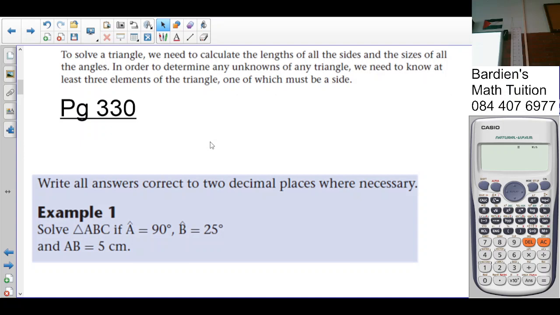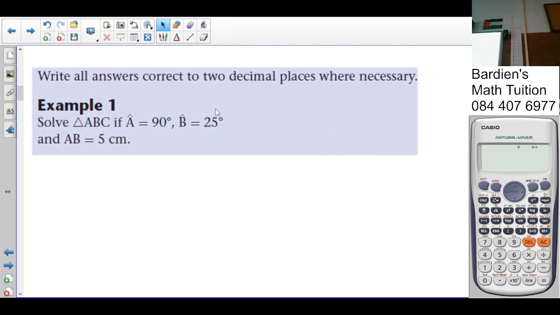To solve triangles, we need to calculate the length of all the sides. If it says to solve the triangle, that means you are going to calculate all the unmarked or unknown sides, or you can calculate all the unknown angles. Again, to solve the triangle, we must calculate everything that is not given to us in the triangle. And remember that there are three angles in each triangle, and there are three sides, of course, in each triangle as well. In order to determine any unknown of any triangle, we need to know at least three elements of the triangle, one of which must be a side.